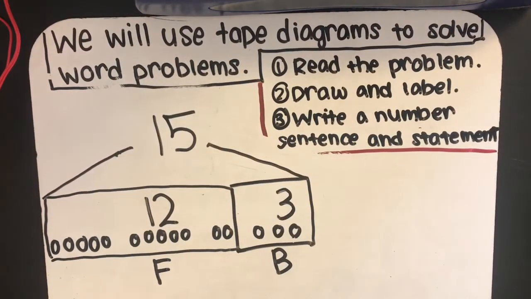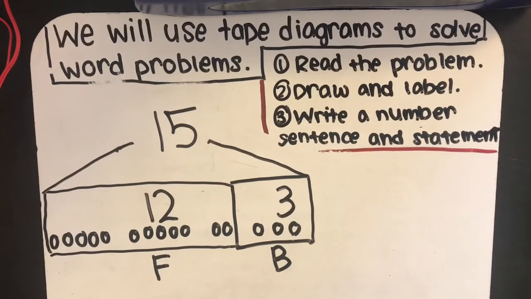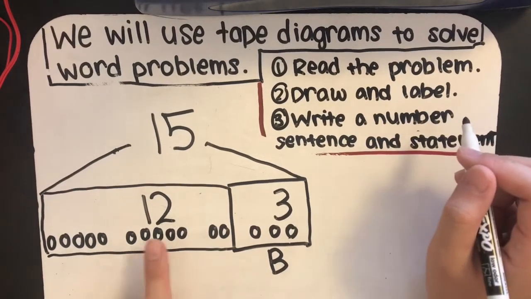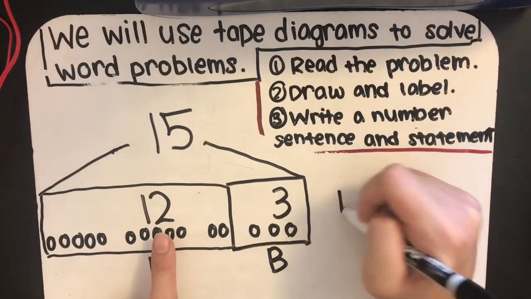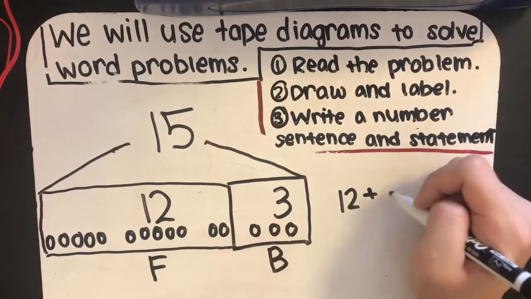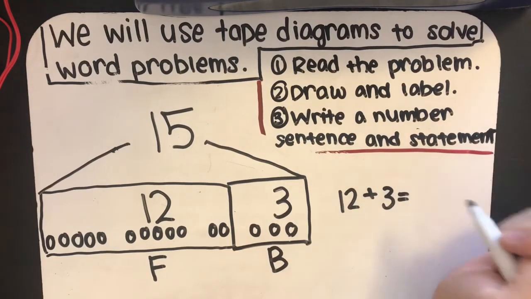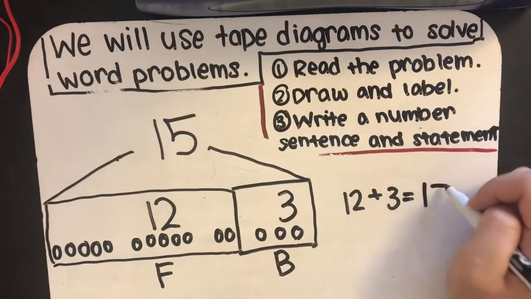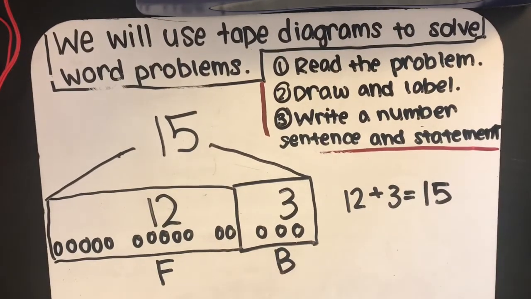Let's make our number sentence. It should be easy peasy lemon squeezy because we have our parts in front of us. What's the number sentence we need to write? 12 plus 3 equals, what's the whole? 15. Great job.